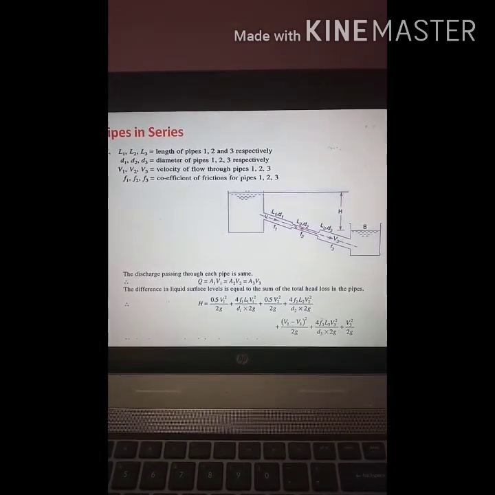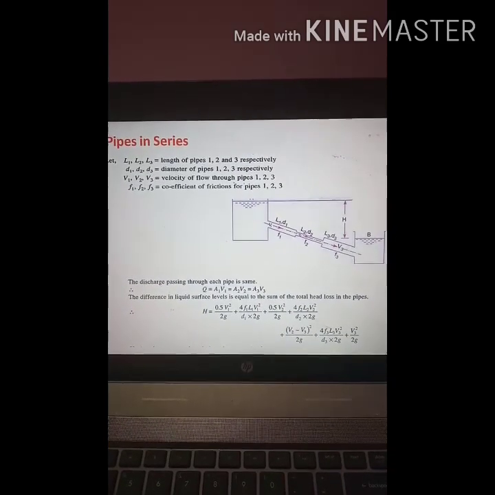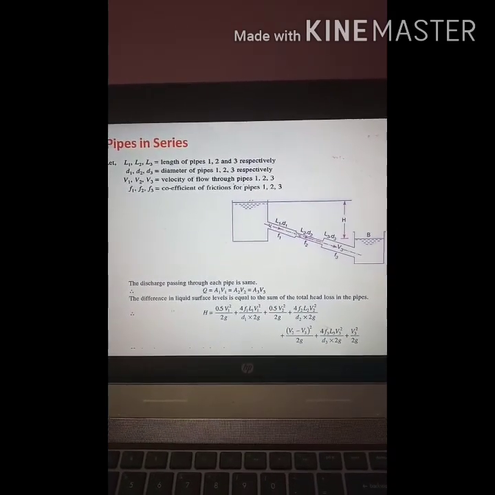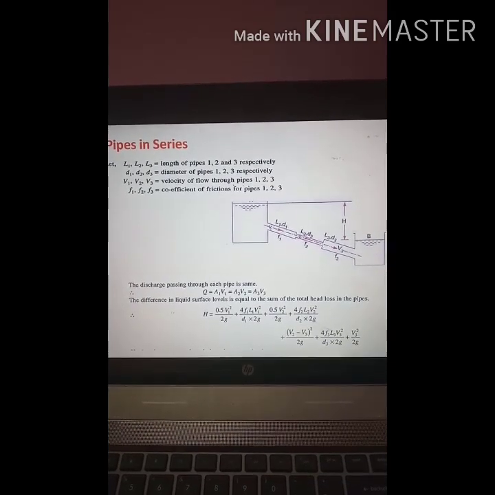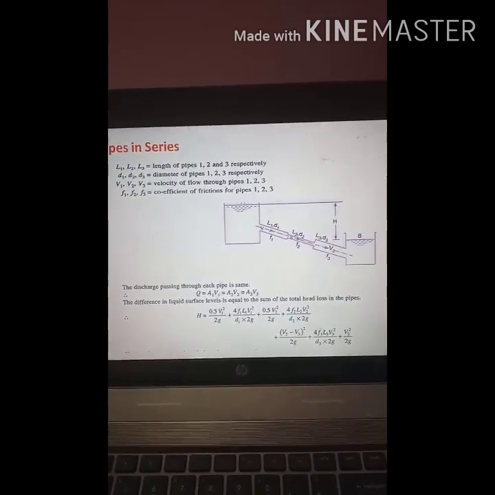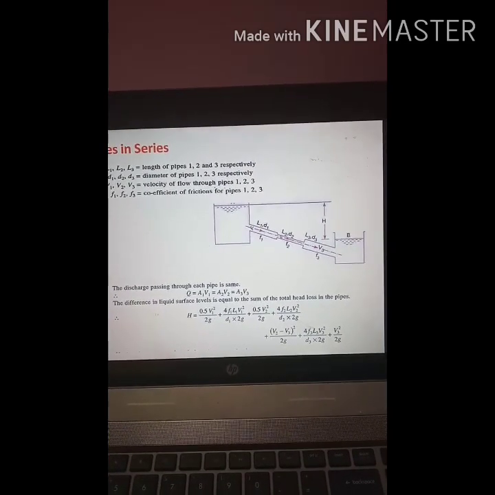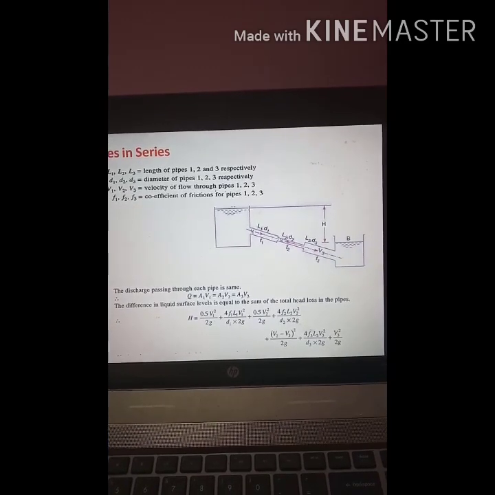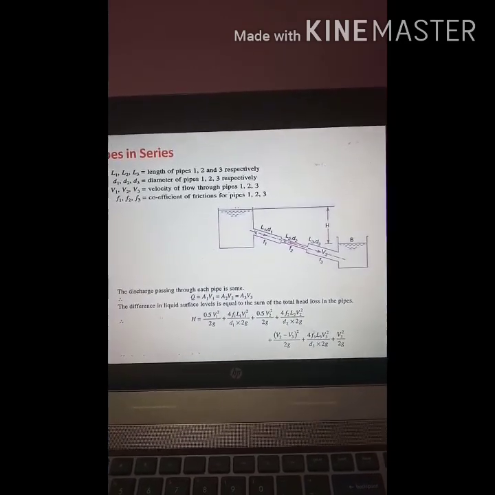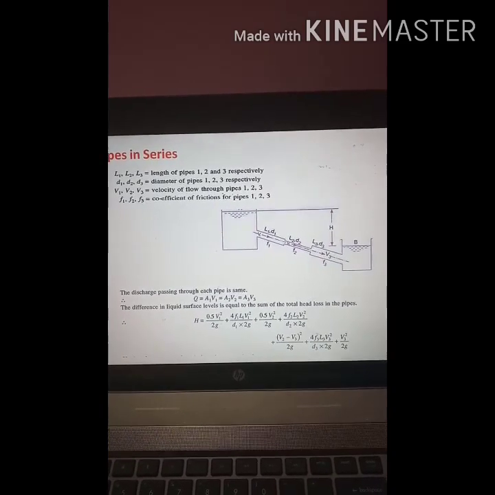The theory behind pipes in series is that when the pipes are in series, the discharge remains the same. So Q is equal to Q1 is equal to Q2 is equal to Q3. For all pipes the discharge is the same: A1 V1 is equal to A2 V2 is equal to A3 V3. And if you use Bernoulli's equation between point A and B, then it will be PA by rho g plus VA square by 2g plus ZA is equal to PB by rho g plus VB square by 2g plus ZB plus HL, the loss of head.